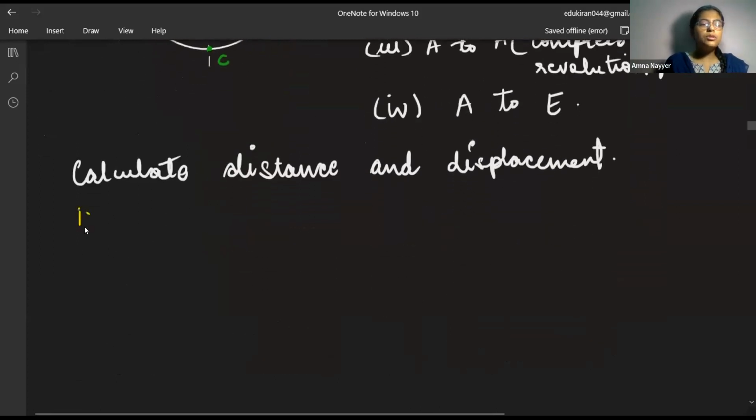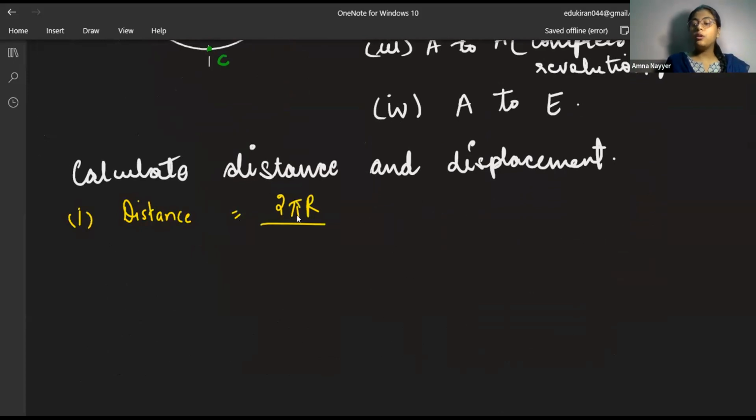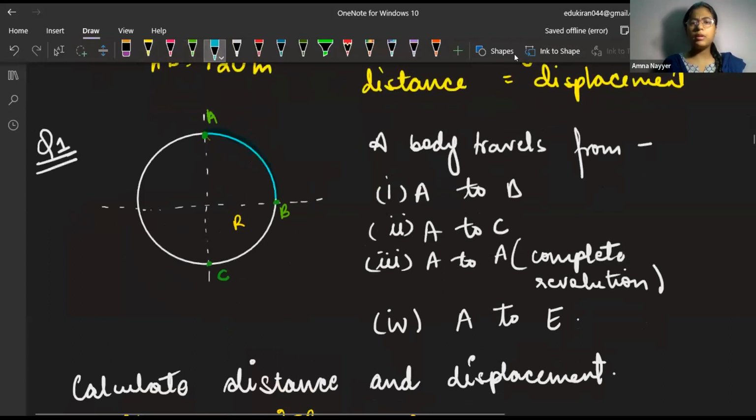So in the first part, distance will be equal to 2 pi r. 2 pi r is the entire circumference of the circle. But is it covering the entire 2 pi r? No, it is covering only 1/4 of it. So this becomes 2 pi r divided by 4, which becomes pi r by 2. That is the distance. Now the second part says calculate the displacement. What is the technique to calculate the displacement? One method is to directly join the initial and final point.